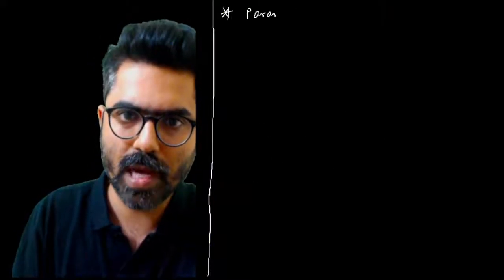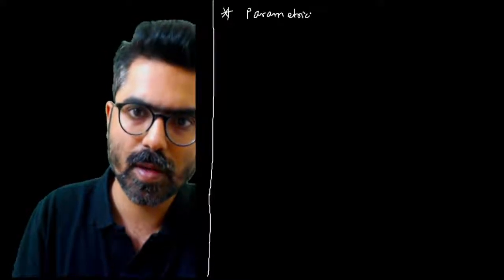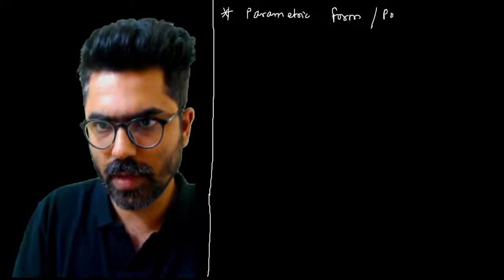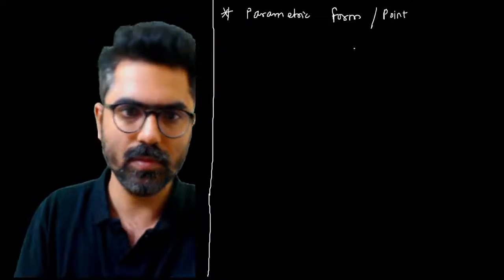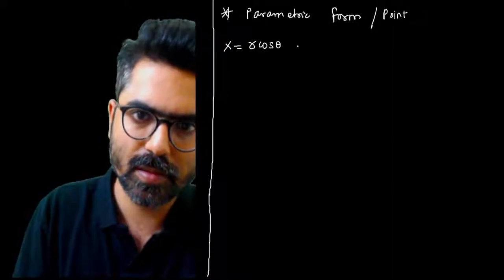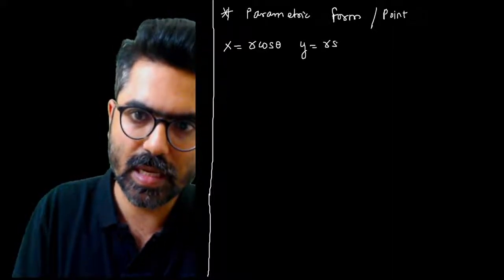Now there are different types of patterns that a circle has. The last format we will also cover is called the parametric form, also called the parametric point on a circle. So x is r cos theta, y is r sin theta.